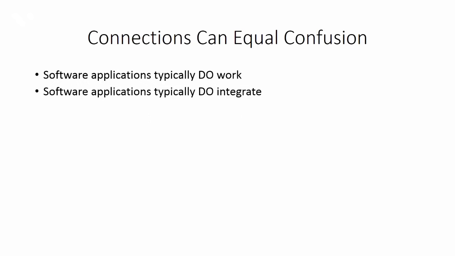But now what's the problem with that? Well, the problem is that some of these connections, depending on how well you use them and how well you keep up with them, can add some confusion. The problem typically is not that the software applications don't work. They typically do. The problem is not that the software applications don't integrate. They typically do. Because they integrate and because they work, we've got all kinds of choices to make, and we tend to get distracted about what we want to do with some of these integrations.